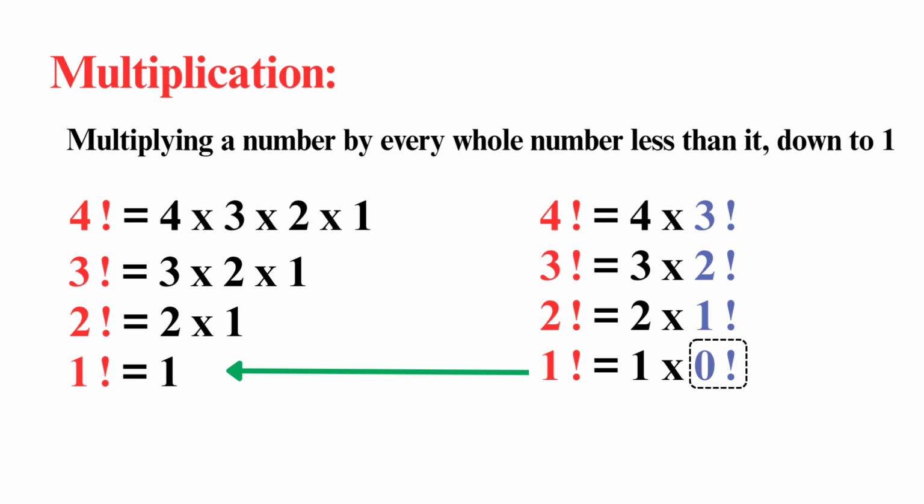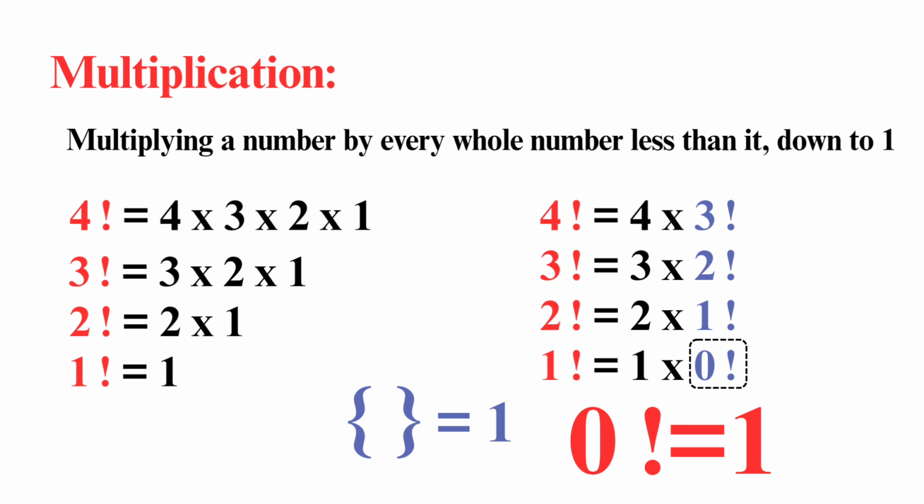If we reduce one more step, we should multiply by nothing. And in multiplication, multiplying by nothing means no numbers at all, which is called an empty product, which is always defined as 1. That is why 0 factorial equals 1.